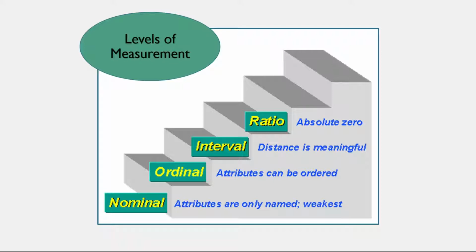In psychology, the intelligence quotient, or IQ, is often considered to be measured at the interval level. While it's technically possible to receive a score of 0 on an IQ test, such a score wouldn't indicate the complete absence of IQ. Moreover, a person with an IQ score of 140 doesn't have twice the IQ of a person with a score of 70. However, the difference between IQ scores of 80 and 100 is the same as the difference between IQ scores of 120 and 140.